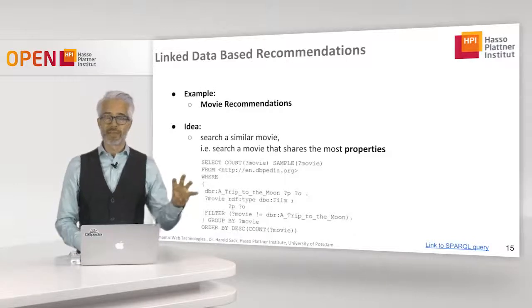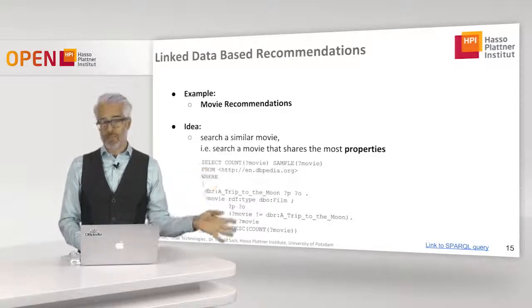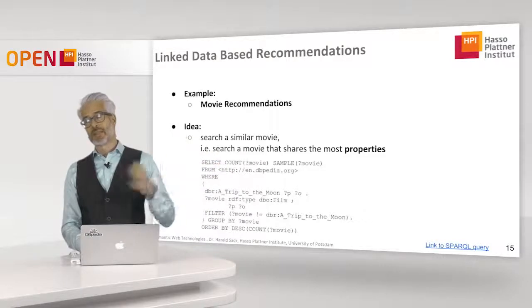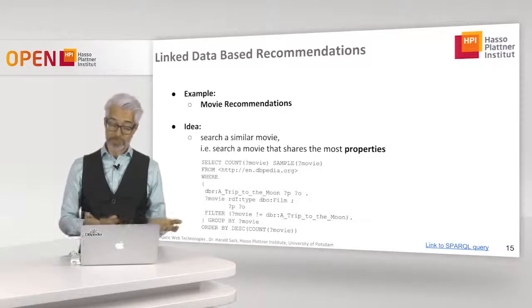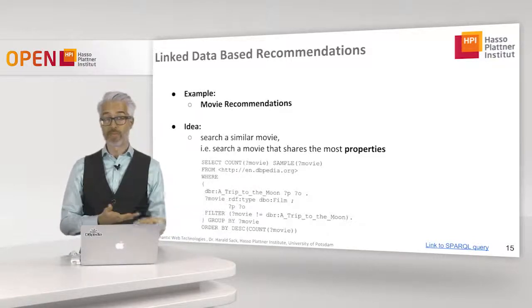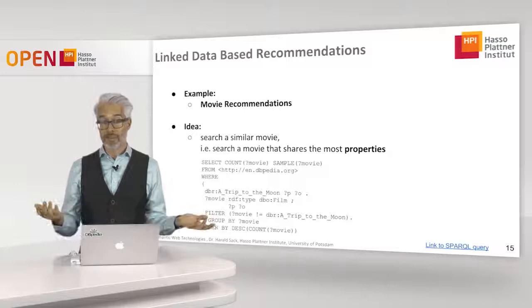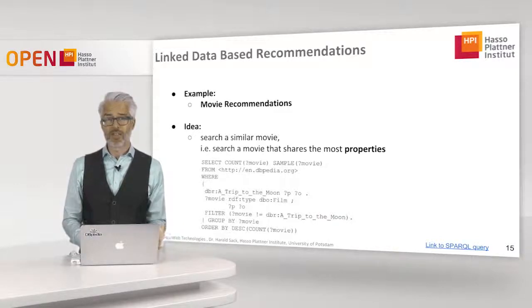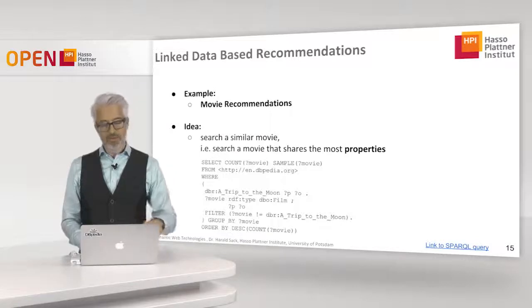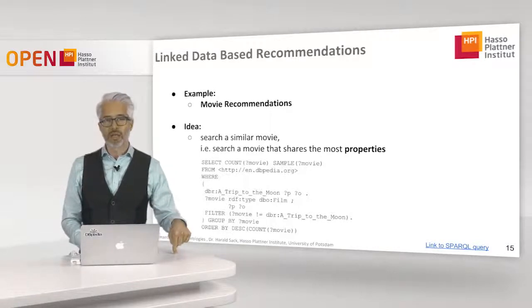So what I did next is I said, okay, there is type information, there is category information, but there is also other information. For example, the movies might share the same director, they might share actors, they might share the location where they have been filmed and all the stuff. So why not simply take into account all the properties and search for a movie that shares most of the available properties?